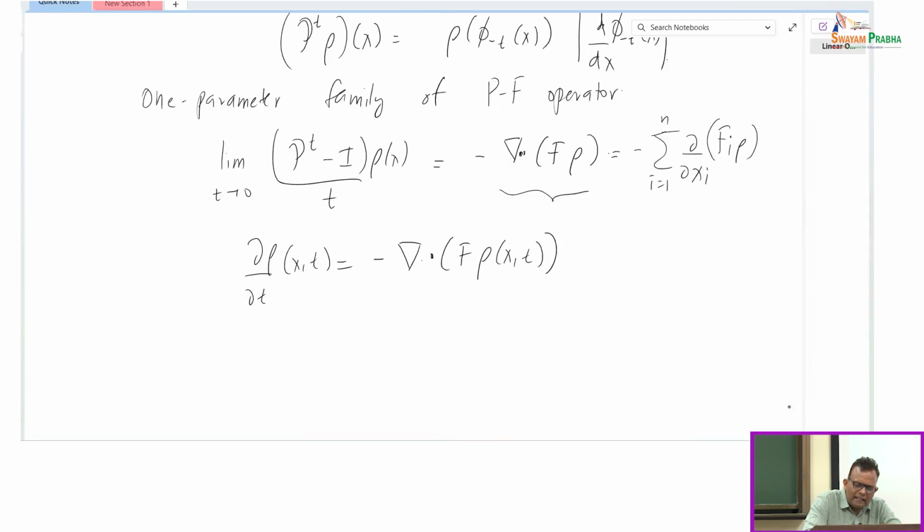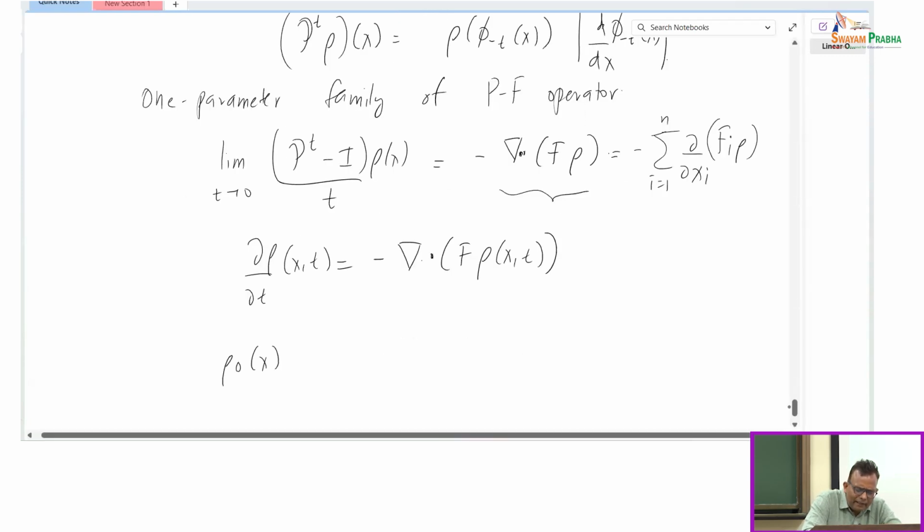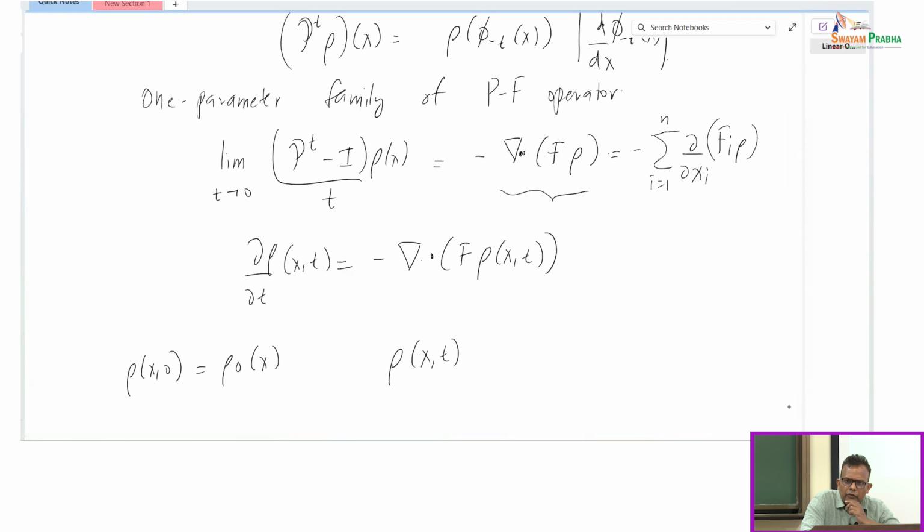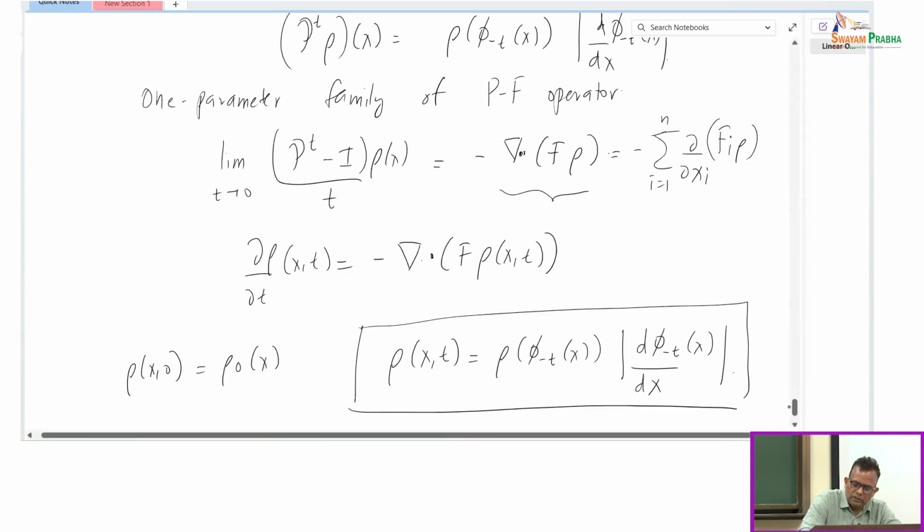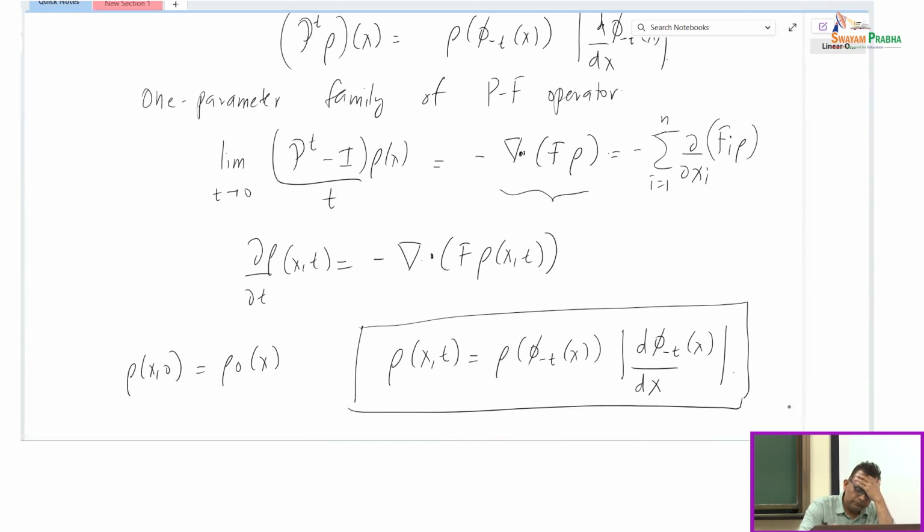So what it basically says is, if you have some initial density at time t equal to 0 as rho 0 of x, then rho of x, t at time t will evolve according to this PDE, and from the Koopman theory, we know that this will be given by rho 0 of phi minus t of x, times the determinant of the derivative of phi minus t of x with respect to x. So this is the solution expressed in terms of the Perron-Frobenius generator or Perron-Frobenius operator. Okay. So that's the solution.